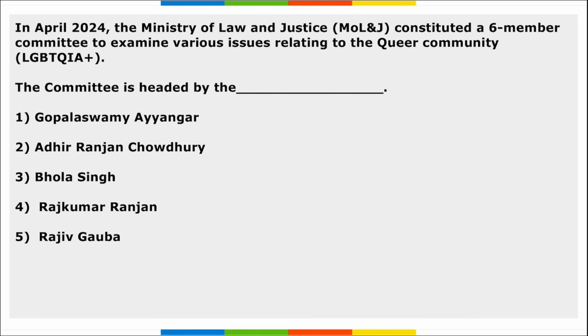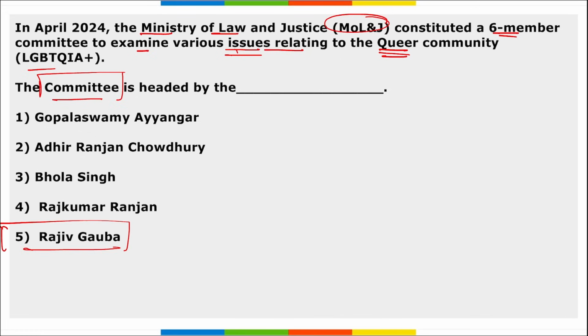Next, the Ministry of Law and Justice constituted a 6-member committee to examine various issues relating to the queer community. The question asked here is, who heads the committee? This committee is headed by Rajiv Gauba. Take a note of this. This committee will work for the rights of bisexual, transgender, intersex, lesbian and queer communities, and make sure that no discrimination or injustice is done to these communities.